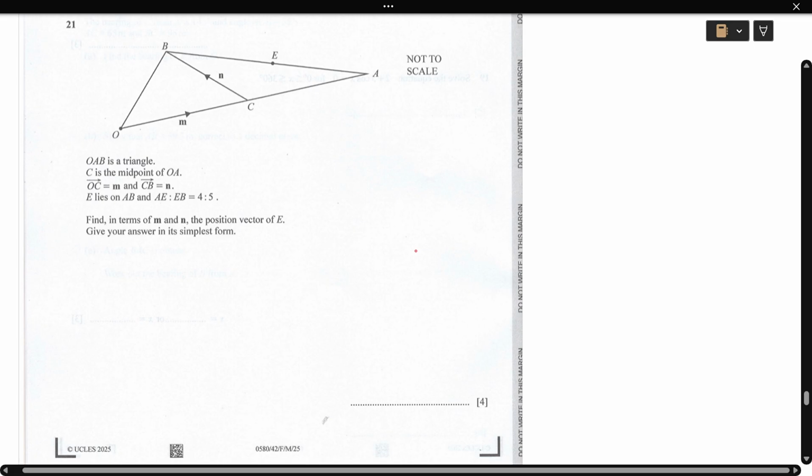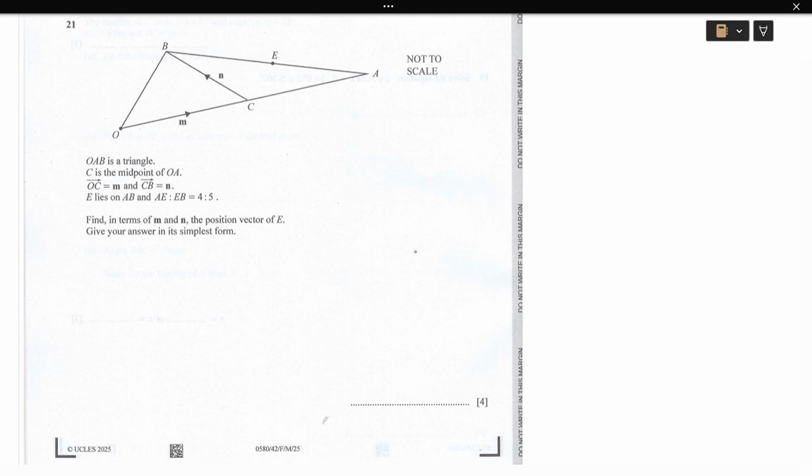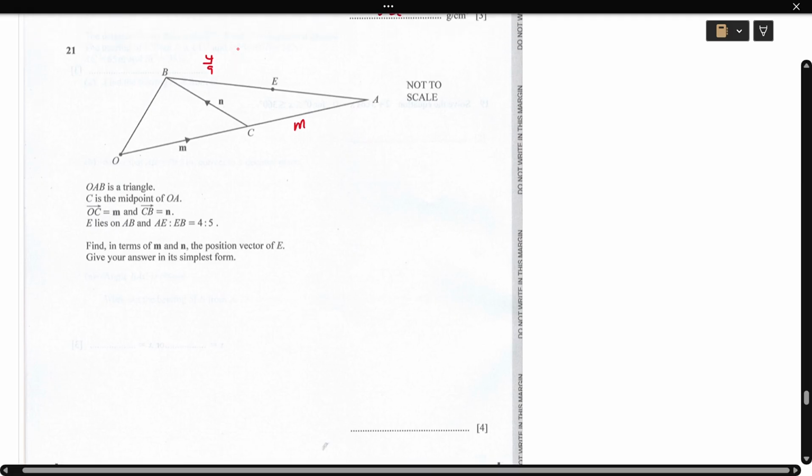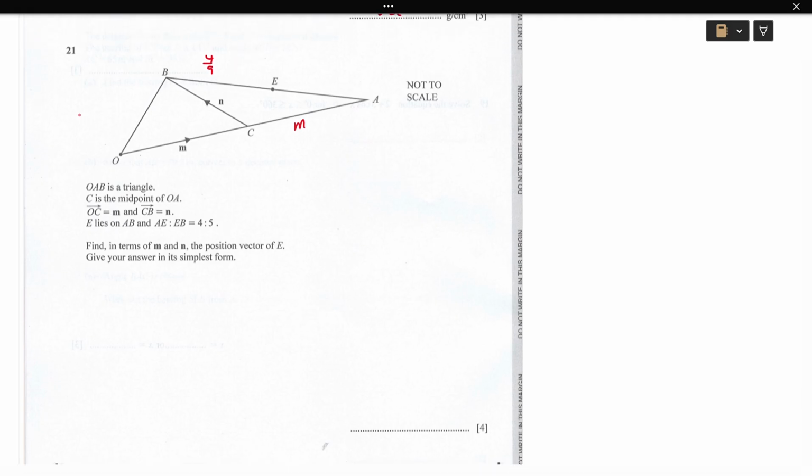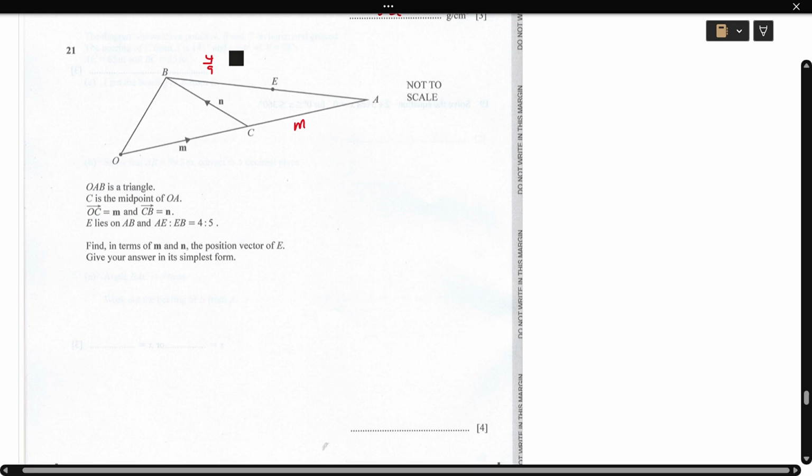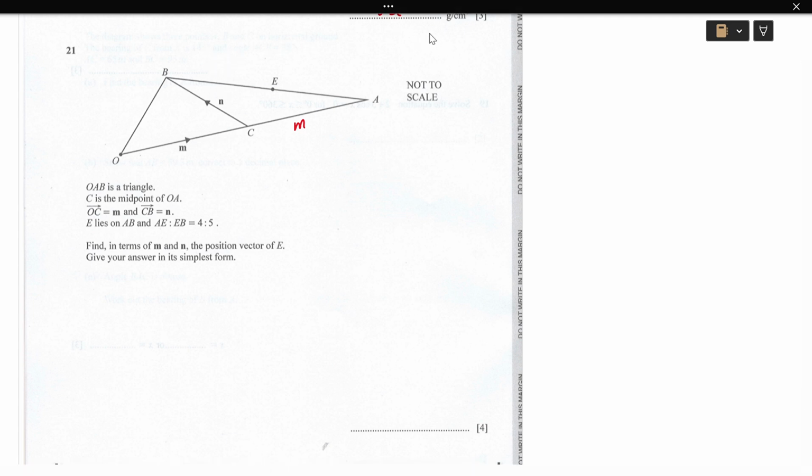So next question, OAB. OAB is a triangle. C is the midpoint of OA. OC is given, so here also is going to be M. The next E lies here. The ratio is 4 to 5, so from A it is 4 over 9, and here is going to be 5 over 9. Sorry, I was taking it the opposite way.